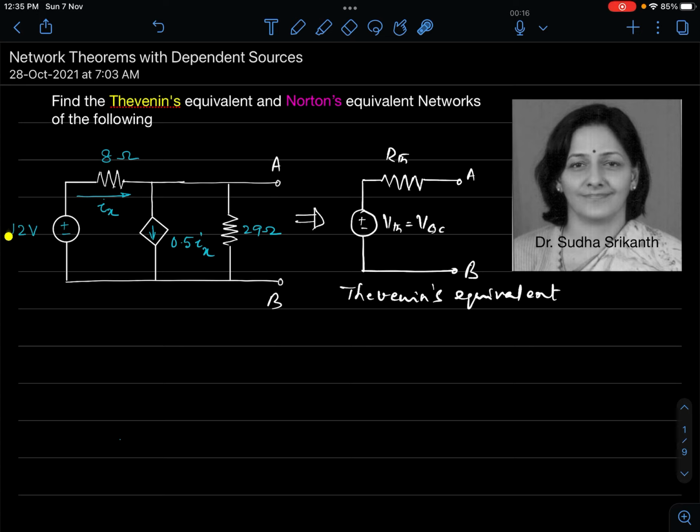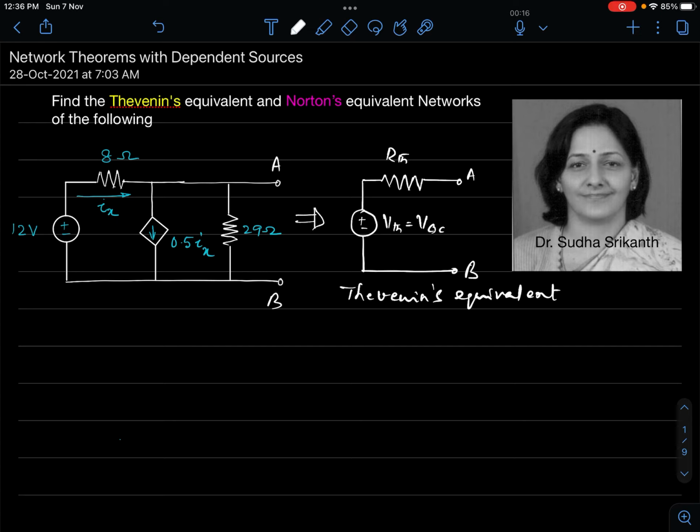So what we mean to say is, the network that is linear and bilateral in nature, this network between this pair of terminals A and B can be replaced by a voltage source. It is as simple as that. If we can replace this entire network by a current source, then we call that a Norton's equivalent. We'll talk about that later. But we will try to do the Thevenin's equivalent first. Alright? Or else I'll give the Norton's equivalent also.